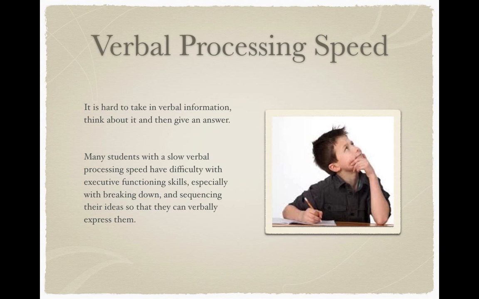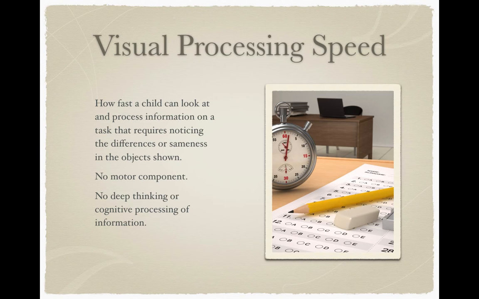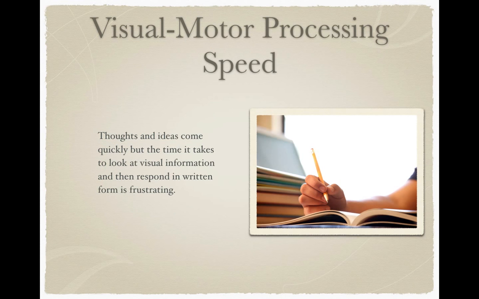Visual processing speed is clearly in the visual domain. This is how quickly a child can look at something visual and process it. For visual processing speed, there's no motor component, there's no thinking component. This is not a child that's a slow thinker. They're just slow at processing visual information.